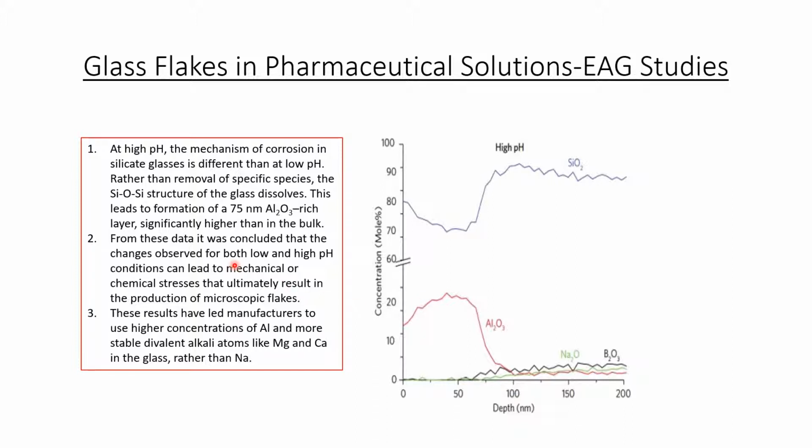From these data, it was concluded that the changes observed for both low and high pH conditions can lead to mechanical or chemical stresses that ultimately result in the production of microscopic flakes. These results have led manufacturers to use higher concentrations of aluminum and more stable divalent alkali atoms such as magnesium and calcium in the glass rather than sodium.